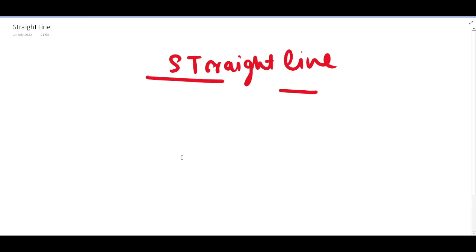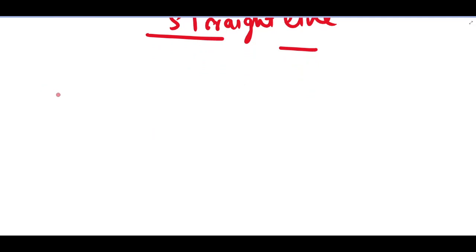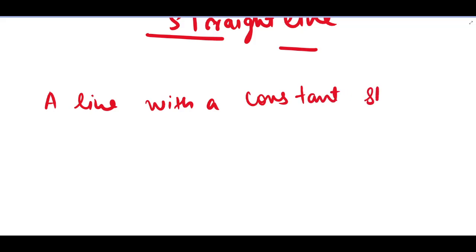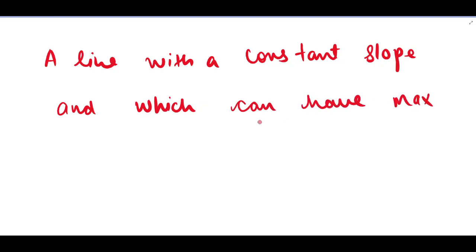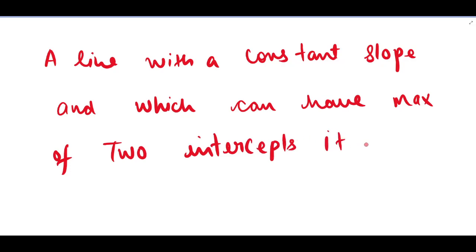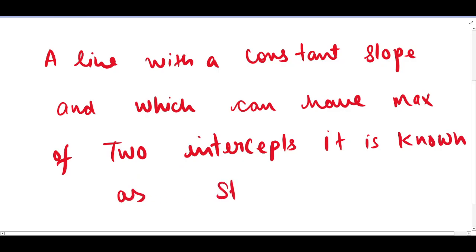A line with a constant slope and which can have a maximum of two intercepts is known as a straight line.